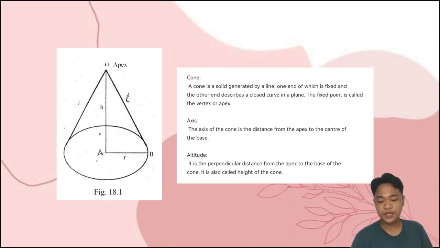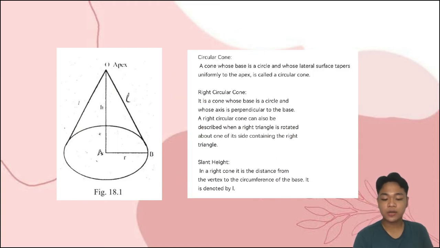A cone is a solid generated by a line, one end of which is fixed and the other end describes a closed curve in a plane. The fixed point is called the vertex or apex. In terms of axis, the axis of the cone is the distance from the apex to the center of the base. In terms of altitude, it is the perpendicular distance from the apex to the base of the cone. It is also called height of the cone. In terms of circular cone, a cone whose base is a circle and whose lateral surface tapers uniformly to the apex is called a circular cone.